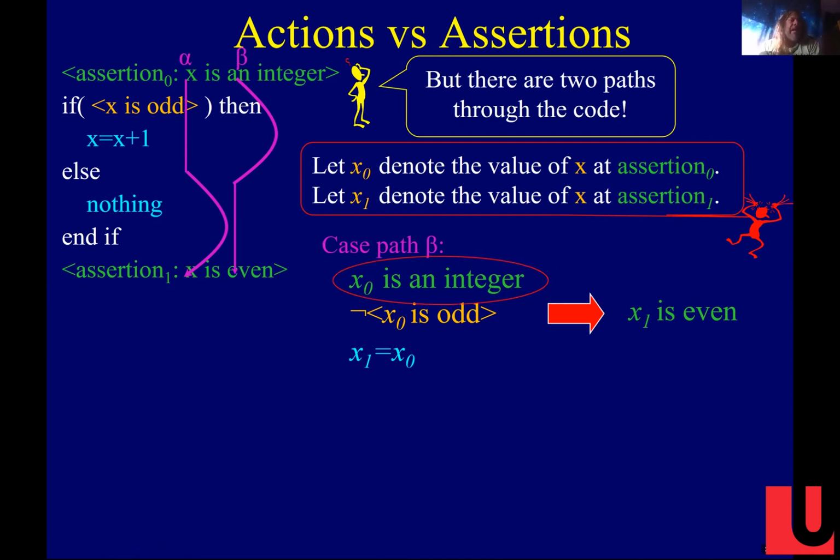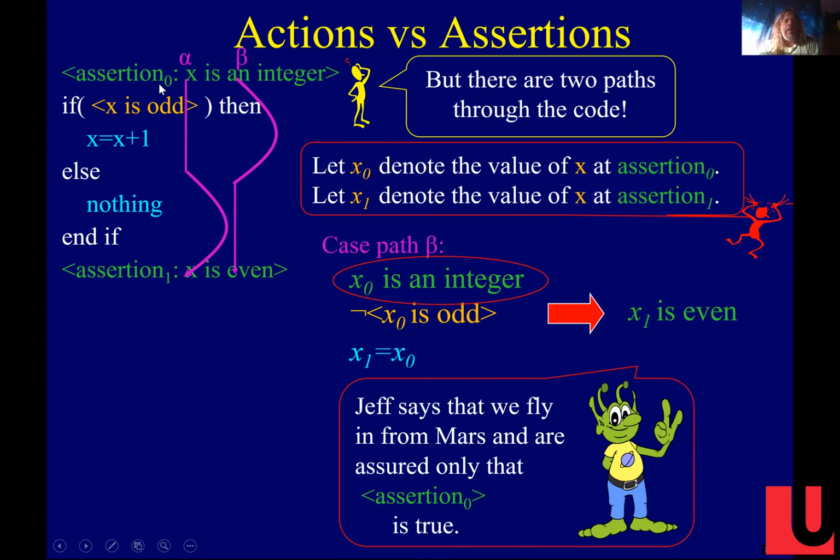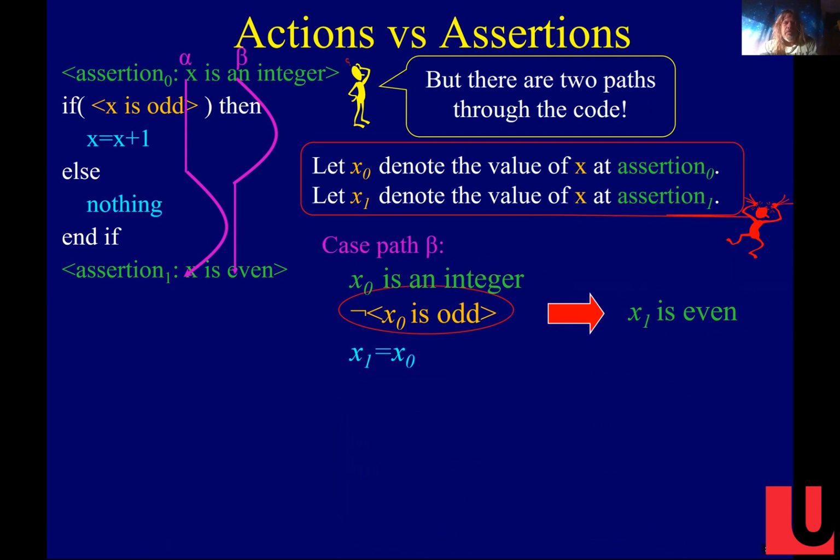So what are all our assumptions? We collect here all our assumptions. One assumption is that we got to the top of the block and assertion 0 is true. Why do we know that? Well, because otherwise we don't care what happens. We know that because we were assured by the Martian.